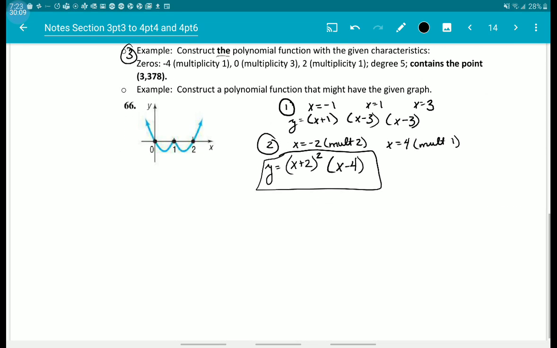And then if we look at this last one, number 66, just a picture here, they want us to find a polynomial that may work. So let's look at the zeros. We see that it's crossing the x-axis at 0. It's also crossing. That's important. So then that means the multiplicity has to be odd. But notice that 1 is touching, which means the multiplicity has to be even. But then at 2, it's crossing. So the multiplicity again is odd.